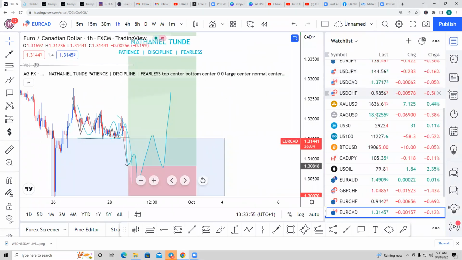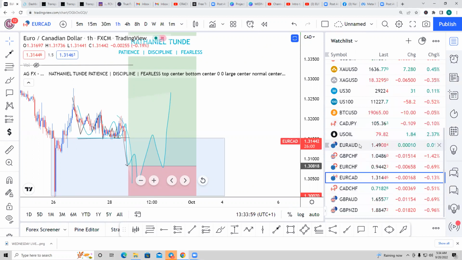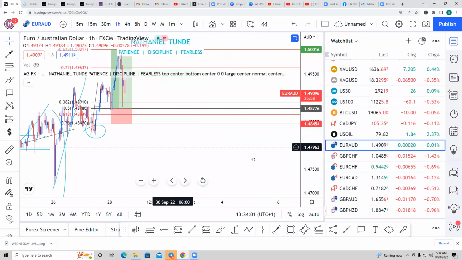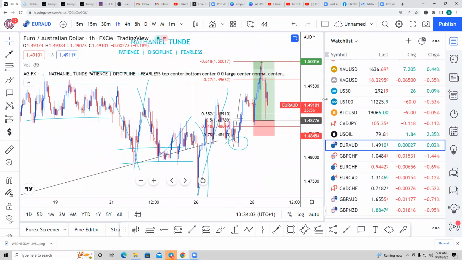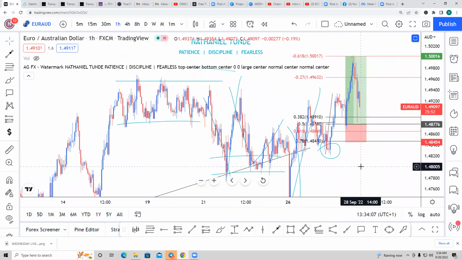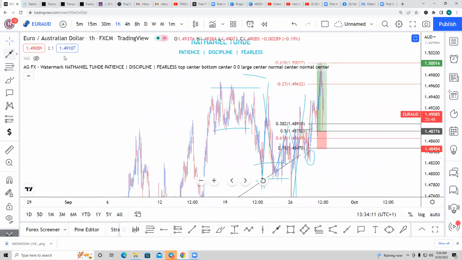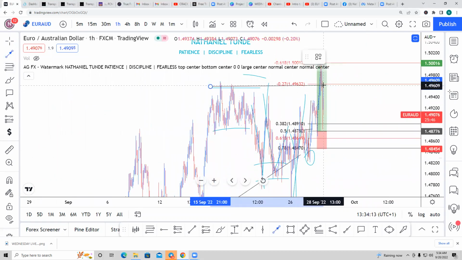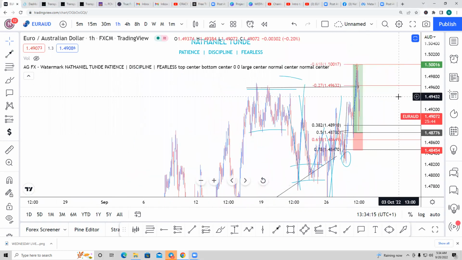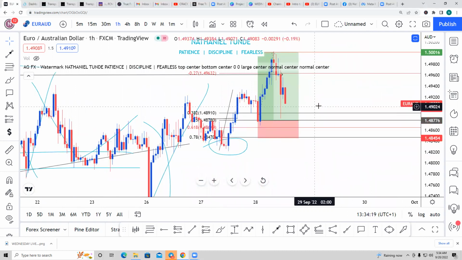So we're going to start off by looking at some pairs. First and foremost, we want to check Euro AUD as to how it's performing. TP smash. I did a video on YouTube yesterday on why I expect Euro AUD to break this top.